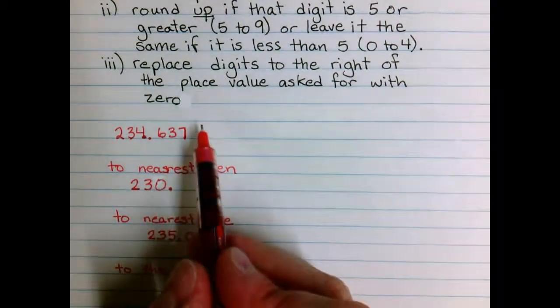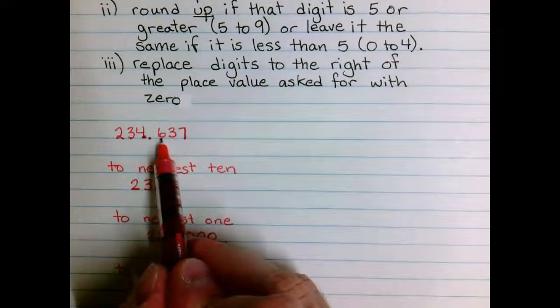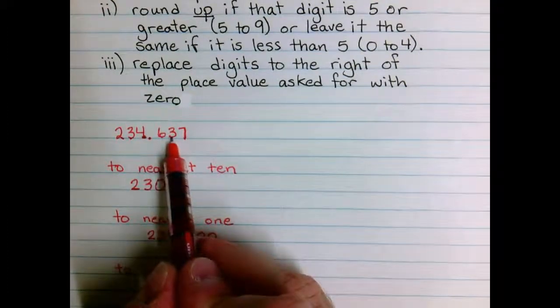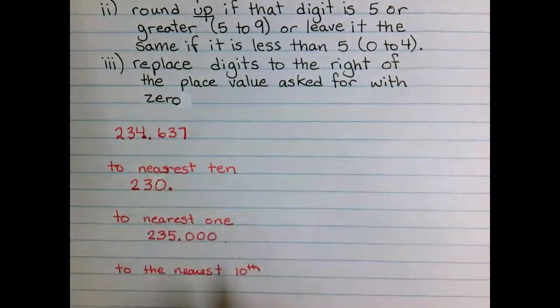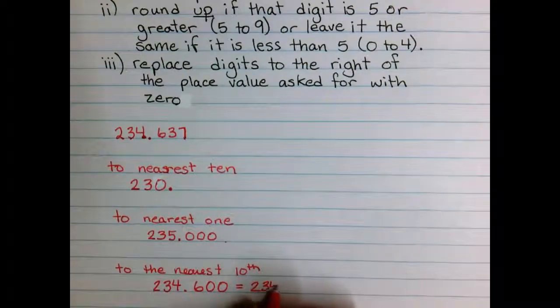And then to the nearest tenth, I look at the number in the tenth place, which is a 6. Immediately to the right we have a 3, which means that the 6 will stay. So 234 decimal 6 tenths, 0 hundredths, and 0 thousandths, or just 234 decimal 6.